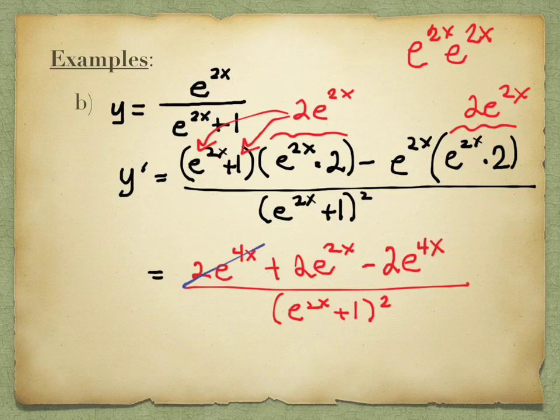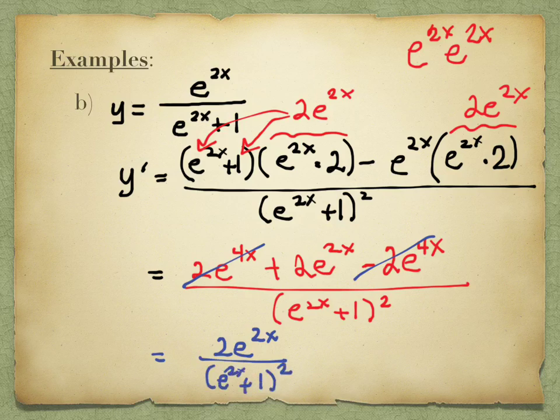How nice is that? Those actually end up adding to 0. So my total, when I'm done with the problem, is 2e to the 2x over the quantity e to the 2x plus 1 squared. Now notice this.